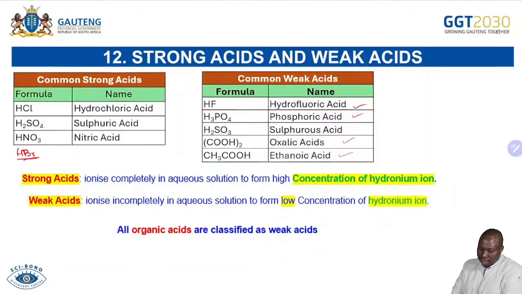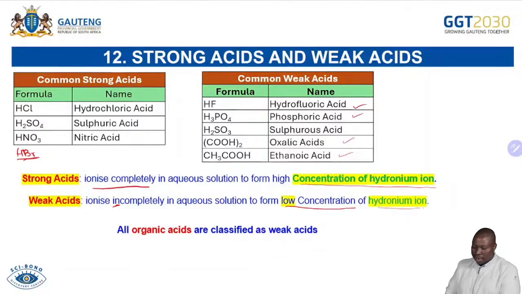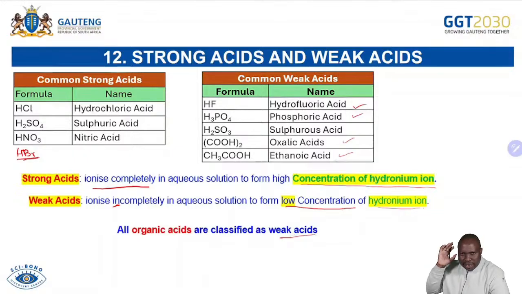And remember what we said about strong acids. We said they ionize completely in aqueous solution to form a high concentration of hydronium ion. And the weak acids, we said they ionize incompletely in aqueous solution to form a low concentration of hydronium ion. And then we are saying all organic acids are classified as weak acids. Remember, you have done organic molecules, you're doing your carboxylic acids. So we're saying all carboxylic acids are classified as weak acids.